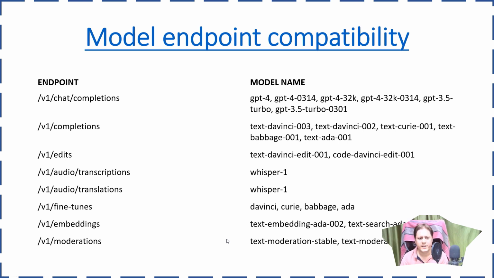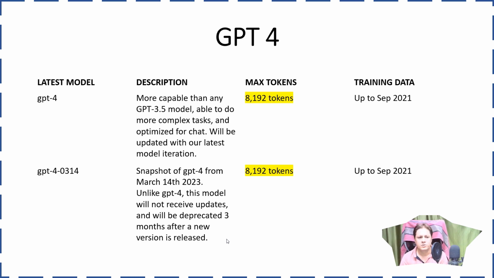And these are the API endpoints which are compatible with these different model names actually. So if you are a developer, then only these models are important for you. These endpoints are important for you. And whenever you write code, you will have to embed your endpoints like this. So if you see, this is very important.